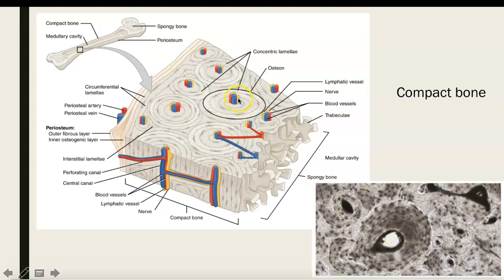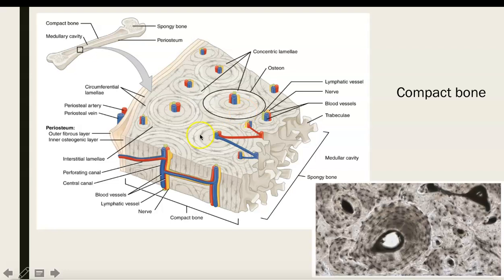And you can see them all here. The yellow is the nerve, the blue is the vein, the red is the artery, and the green is the lymphatic vessel. Here they are labeled over here for you. So notice that each osteon or Haversian system has its own central canal, and each has all four of these running through it. Now, where are they coming from?